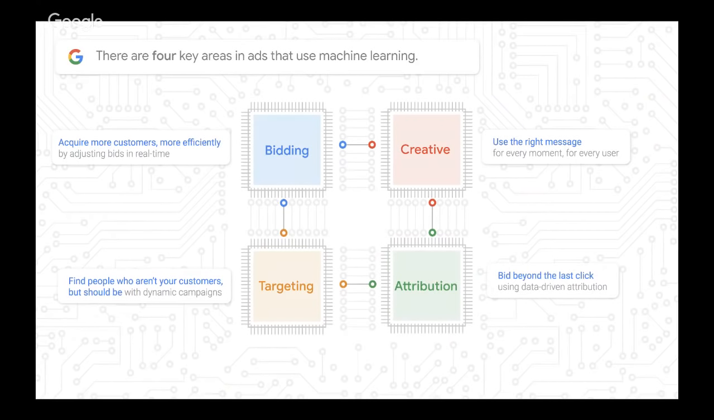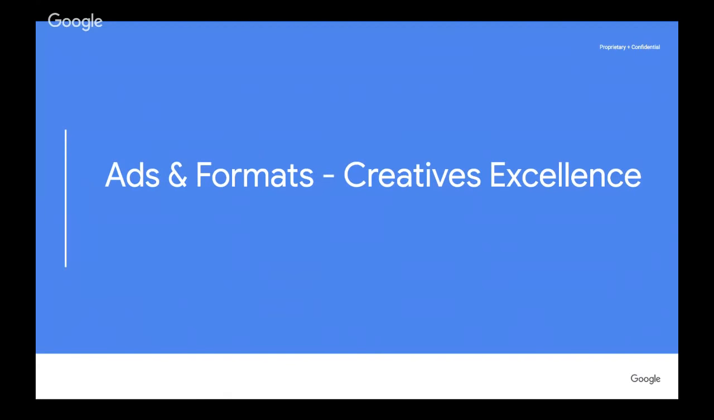And interesting to know is that creative is the last part of Google, let's say, that has had machine learning introduced. And some of you might have heard it already. It's like responsive search ads, but I'll dig into that deeper a little bit later. But first, the ads and formats.